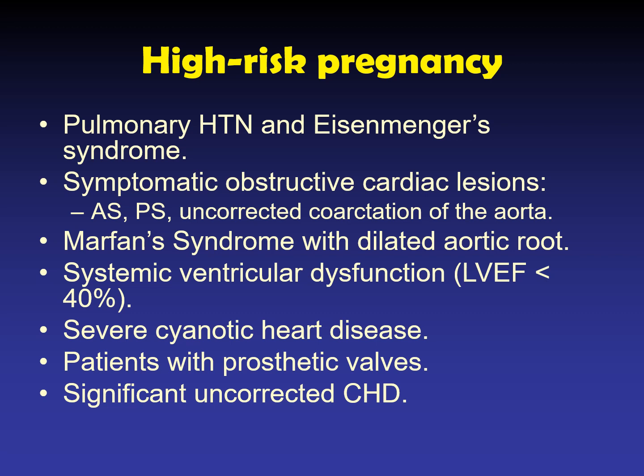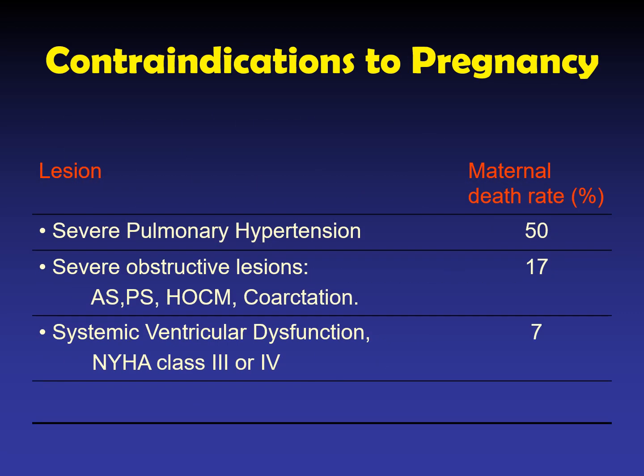Pulmonary hypertension, Eisenmengerization, systemic obstructive cardiac lesions, Marfan's, systemic ventricular dysfunction, severe cyanotic heart disease, patients with prosthetic valves, and significant uncorrected heart disease. So this may be considered contraindications to pregnancy because of your maternal death rate as high as 50% in your severe pulmonary hypertension, severe obstructive lesions, and your systemic ventricular dysfunction.